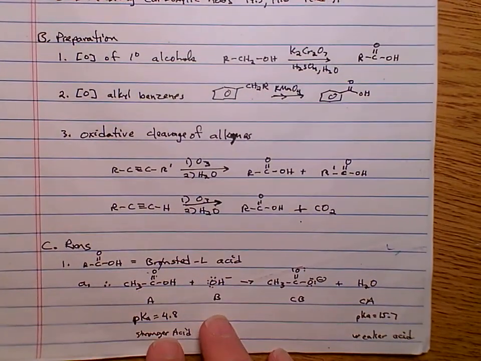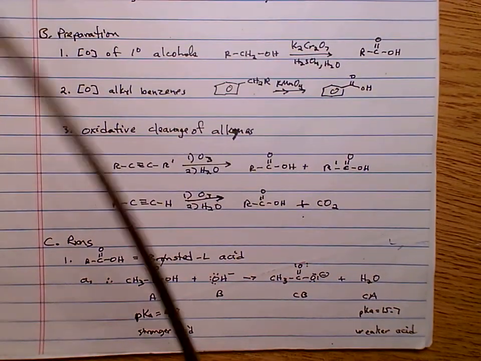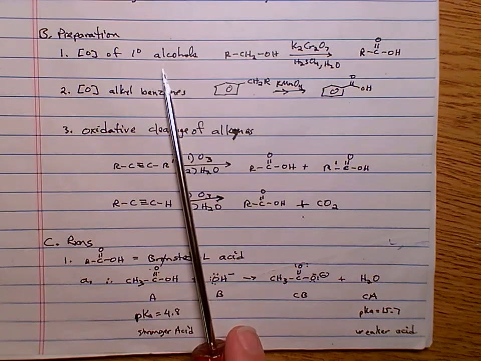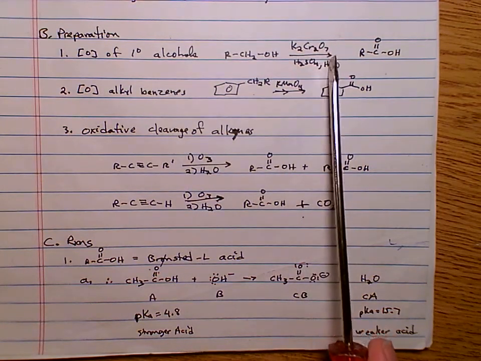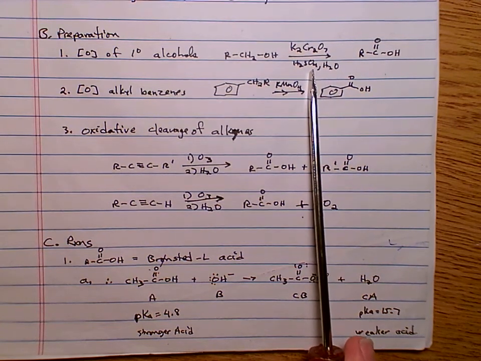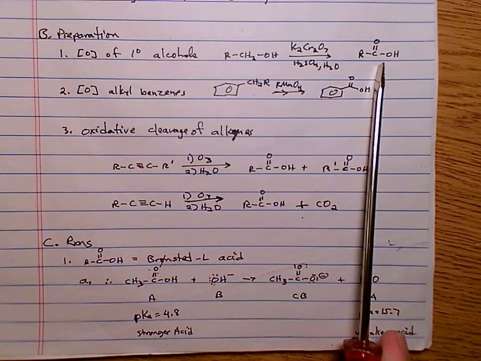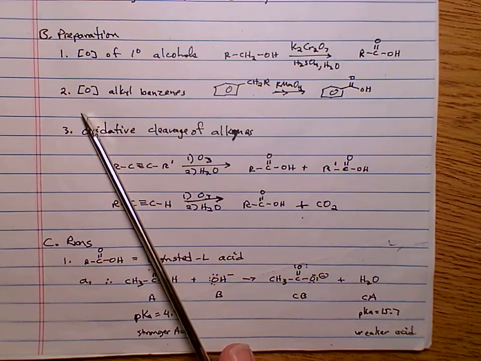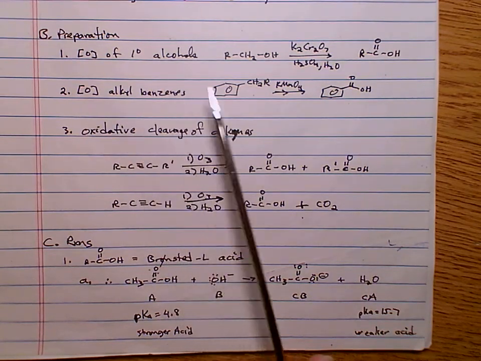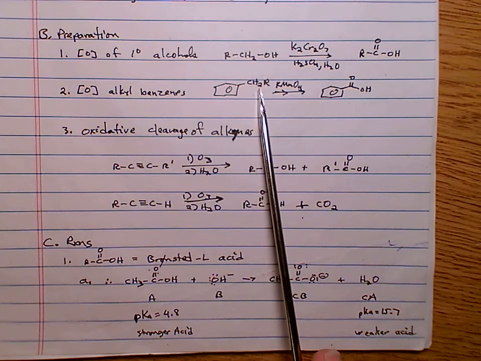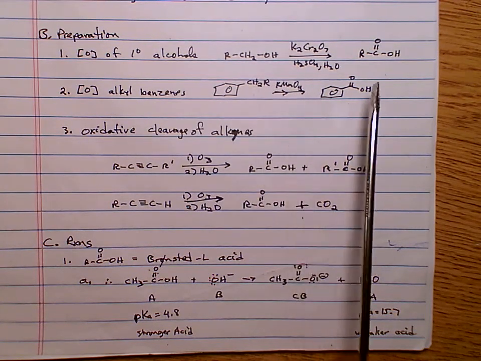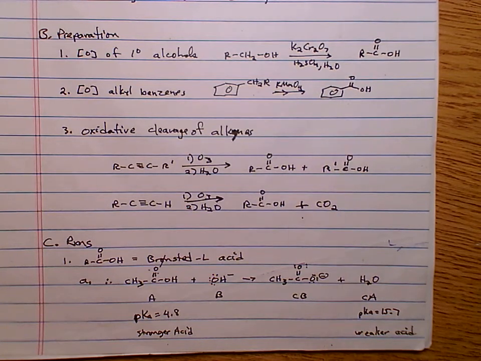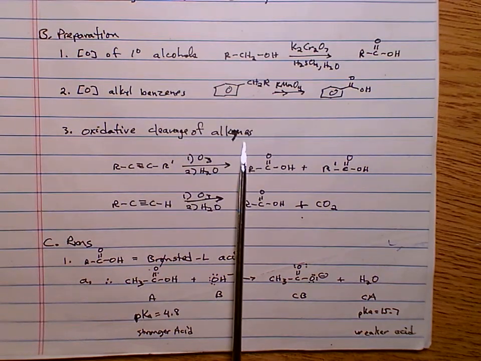How do you make carboxylic acids? Oh, so many ways. We could oxidize primary alcohols. You just take a nice primary alcohol, add a little potassium dichromate, H2SO4 for a catalyst, and some water, and you get the carboxylic acid, chapter 12. We've found this with alkyl benzenes. If you have a benzene ring with a CH or CH2 or CH3 group on it, potassium permanganate makes it a carboxylic acid.